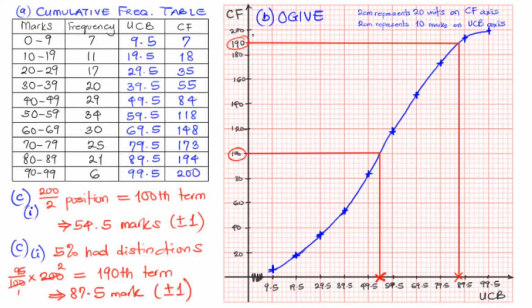This region here, this region at the top of the curve, that's the distinction. So the least mark, we just trace it to the upper class boundary as is to get the least mark for distinction as 87.5 marks. So this is just the process that you need to follow as a student to be able to work with the cumulative frequency curve, the Ogive curve, the cumulative frequency table.